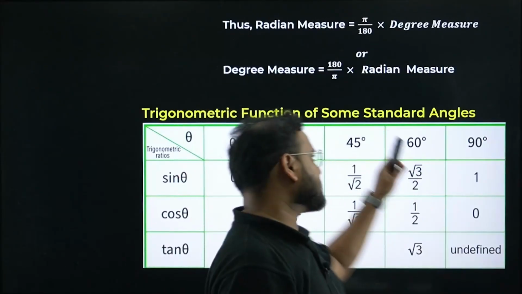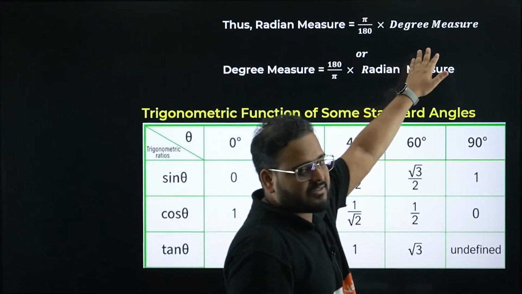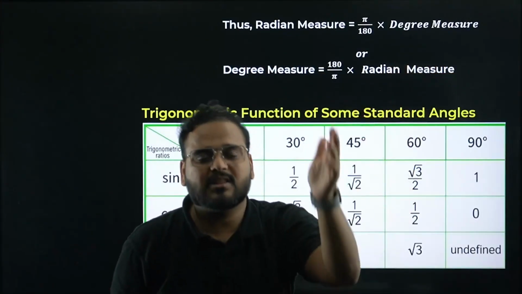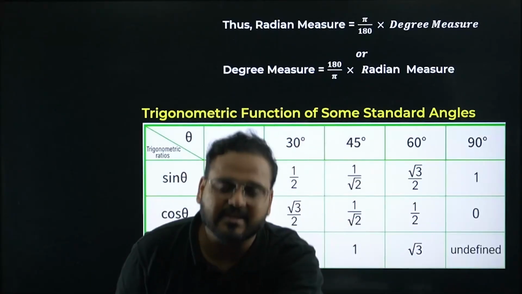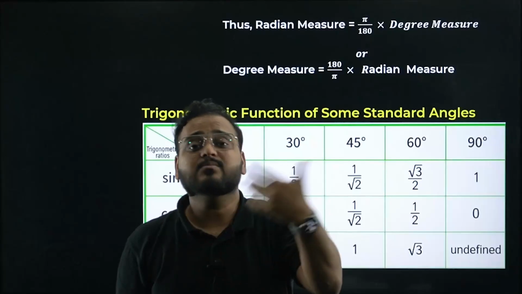So that's why you should know this. What is that? If they have given you degree measures, let's say the angle is given as 60 degrees, or 180 degrees, or 45 degrees, then how do you convert those angles into radians?